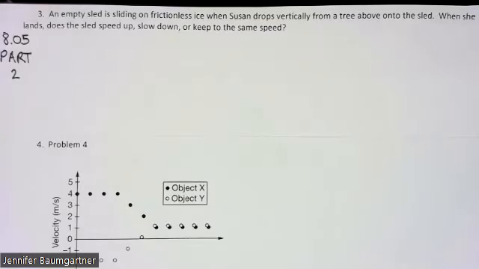Guys, this is 805 part 2. We're going to go through some sample problems on collisions and talk about whether things are elastic or inelastic. To start off with, there's the bell.